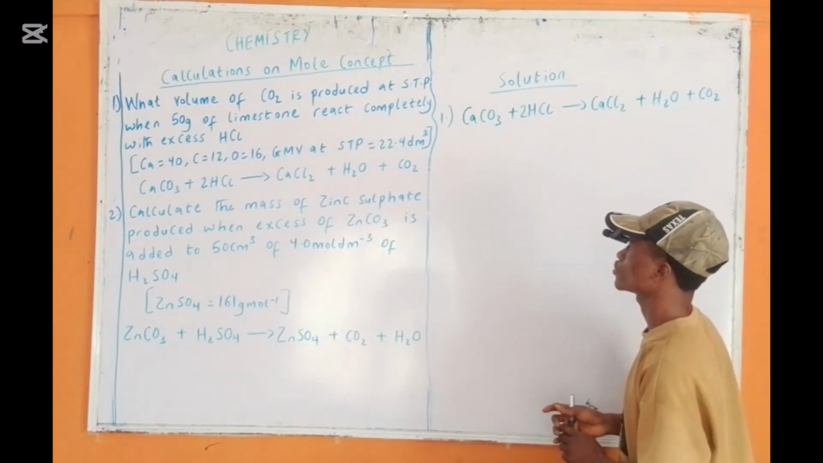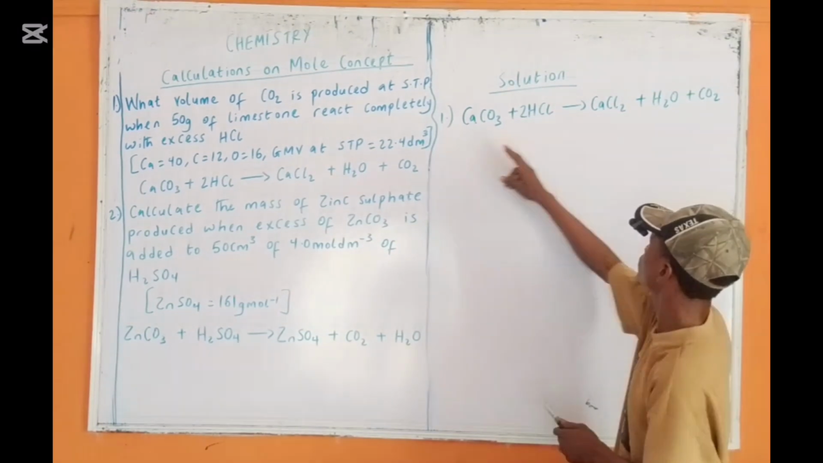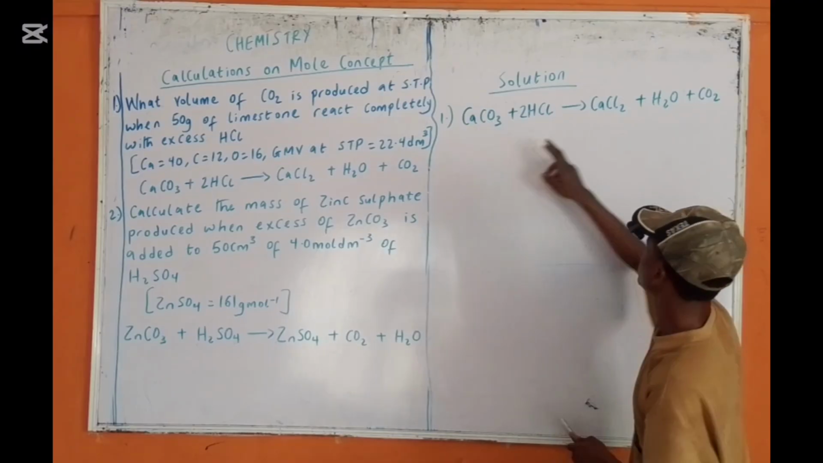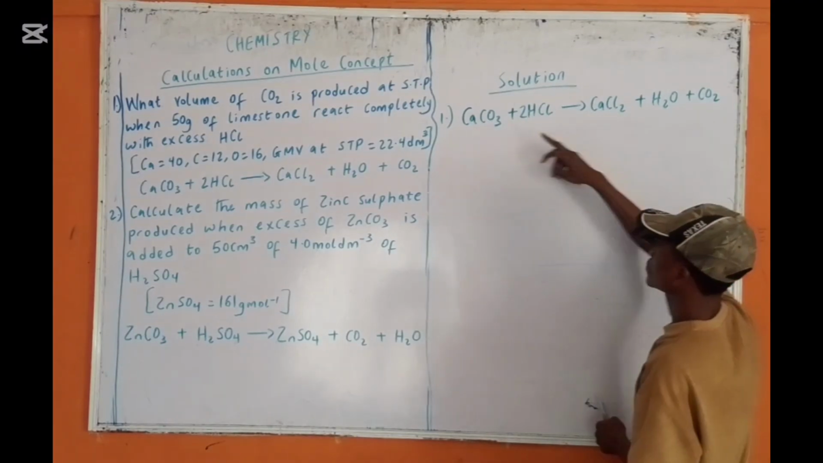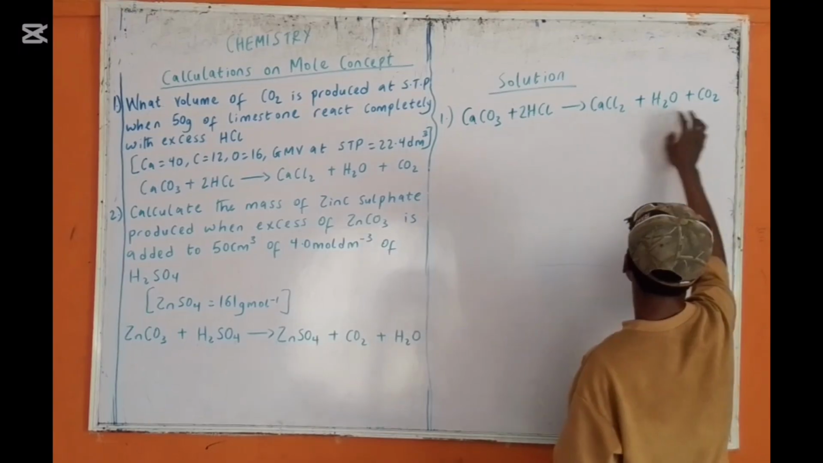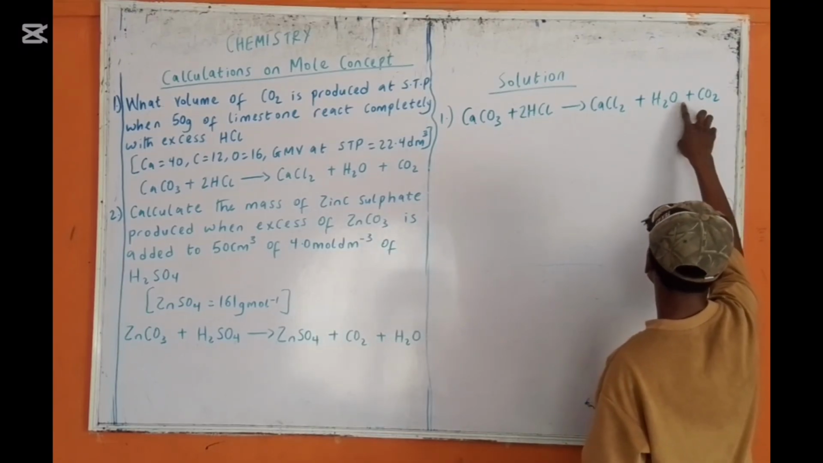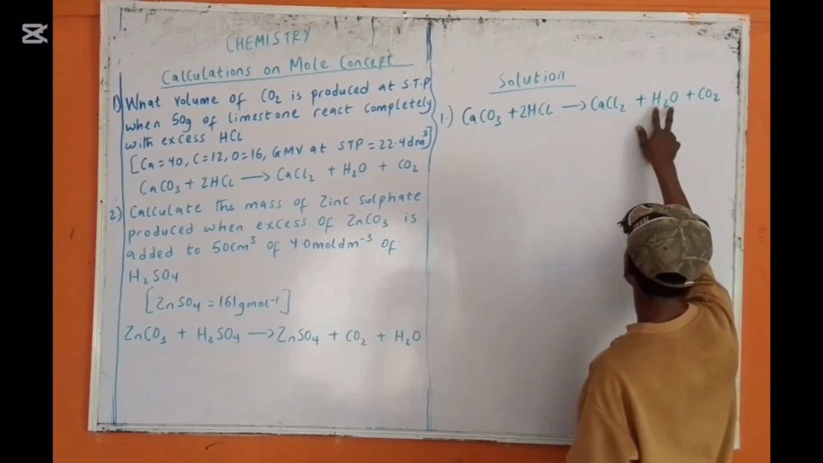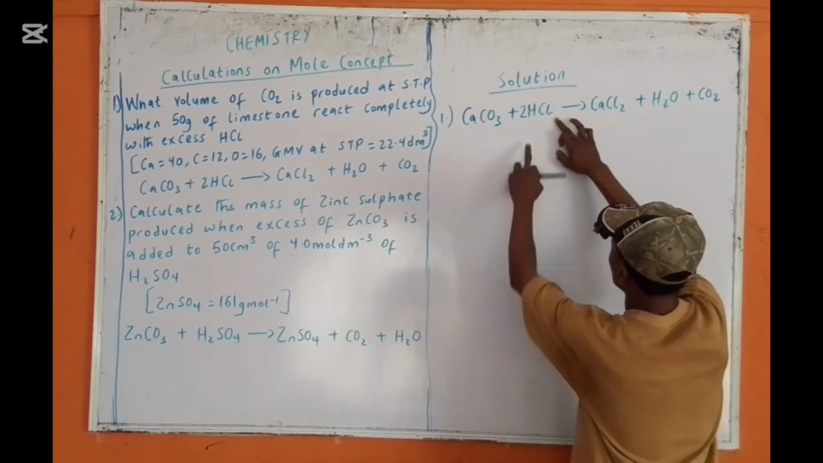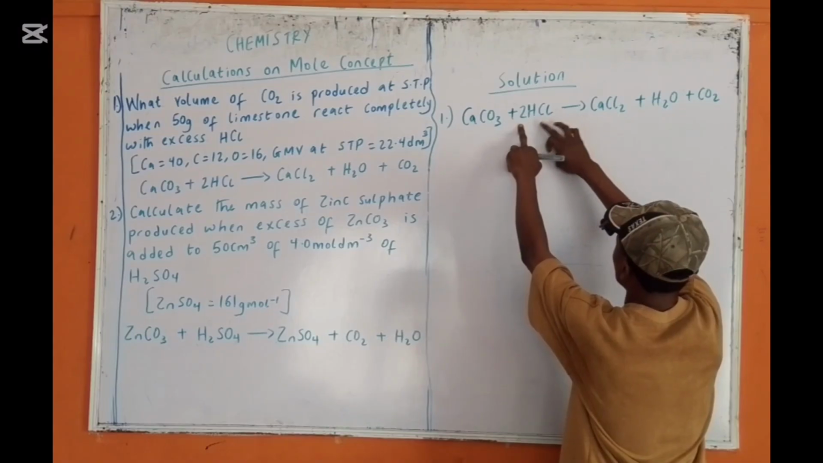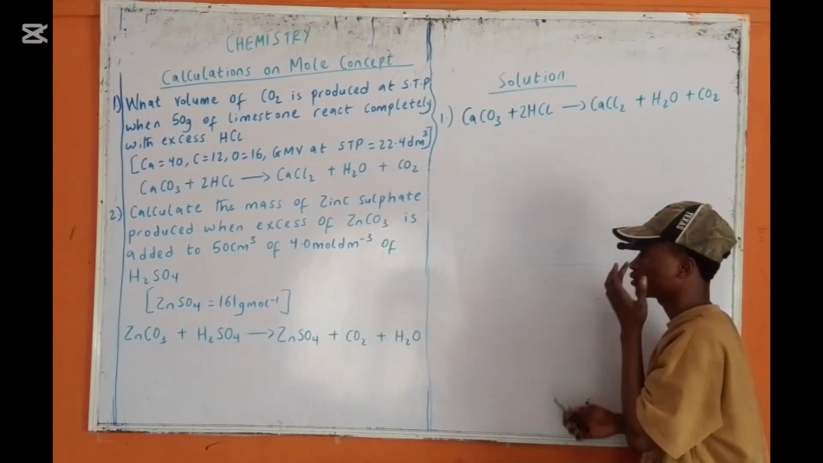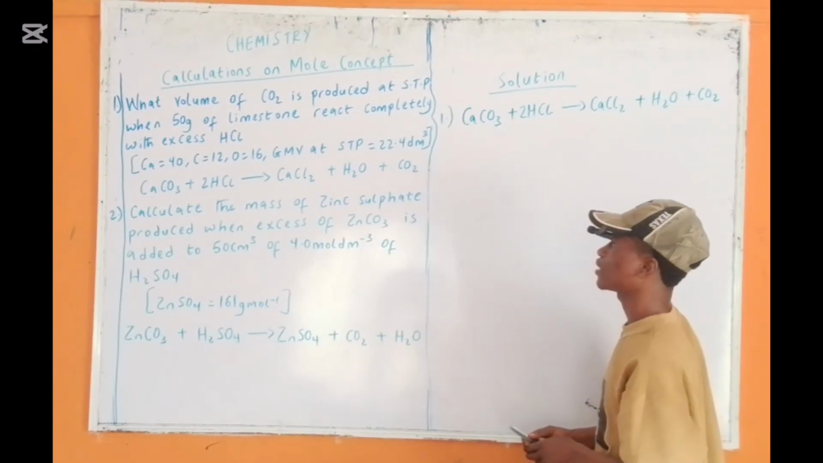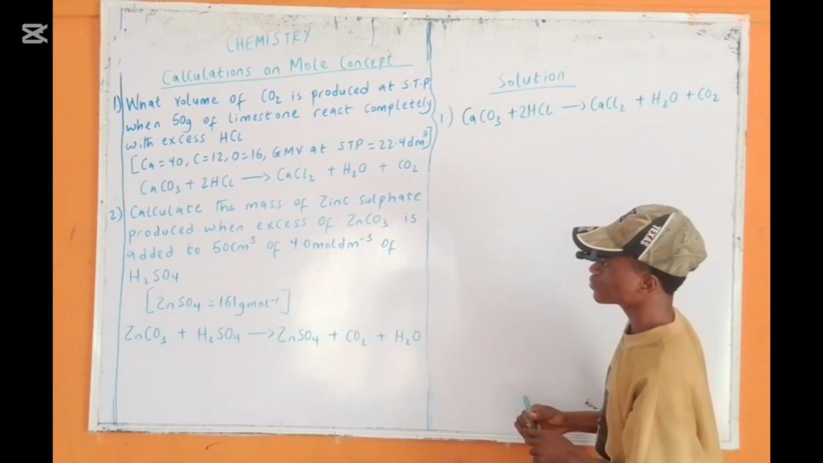It's a balanced equation. 1 calcium, 1 calcium. 1 carbon, 1 carbon. 3 oxygen, 3 oxygen. 1 plus 2, that is 3. 2 hydrogen, 2 hydrogen. 2 chlorine, 2 times 1, 2 chlorine, 2 chlorine. So the equation here is a balanced equation.